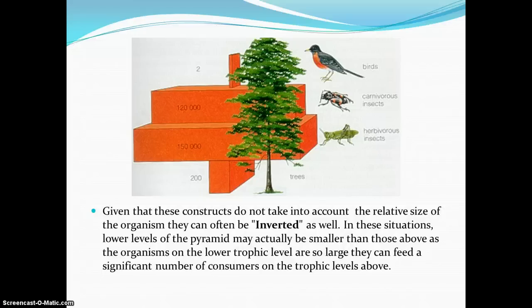Now, sometimes this gets a little bit confusing, especially when you're talking about insects. It doesn't really work that way because one tree can feed thousands and thousands of insects. And so our pyramid sort of breaks down a little bit, and we get this inversion that we're seeing here. As the tree, again, one tree feeds a lot of insects, and so the pyramid's a little bit different as we get a bit of an inversion.